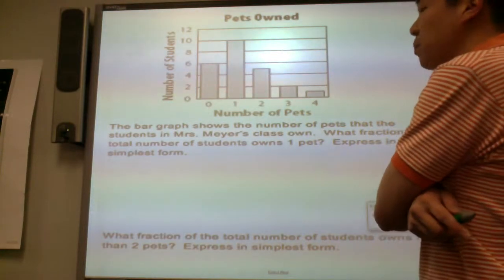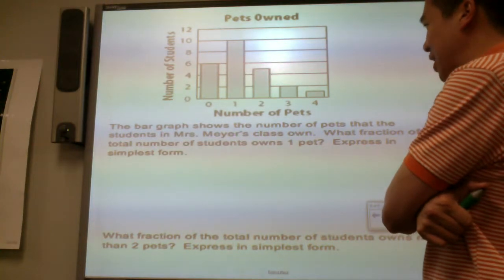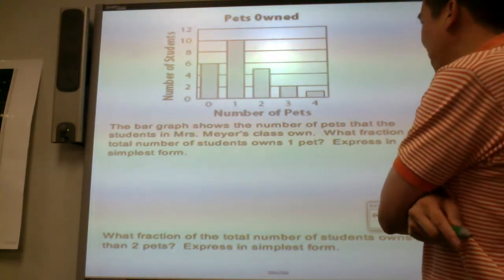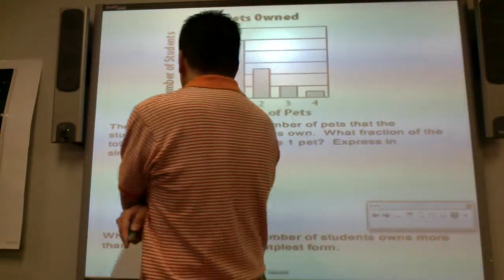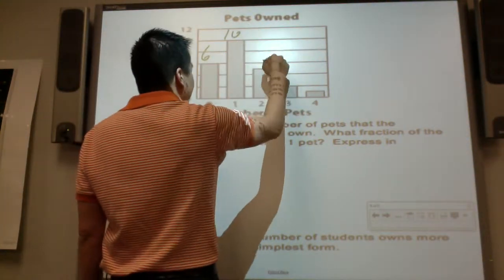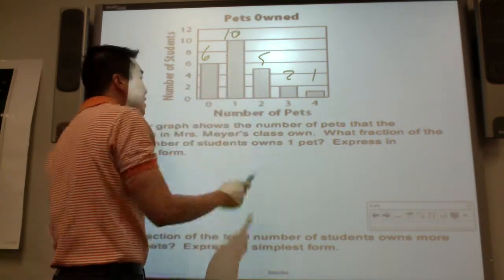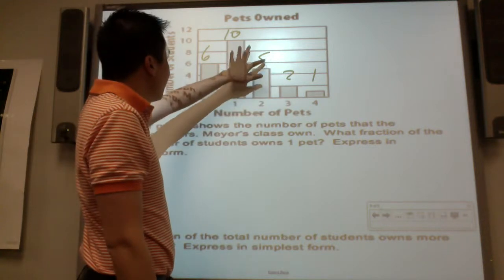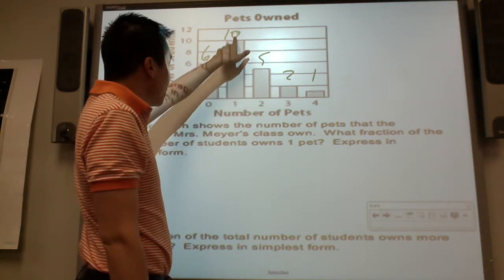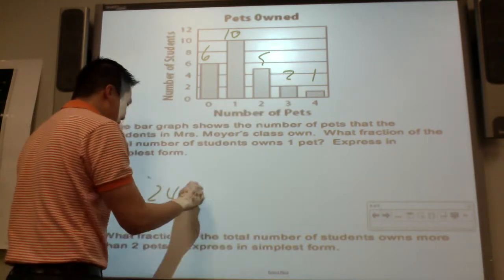All right, this is a bar graph. The bar graph shows the number of pets that the students in Mrs. Meyer's class own. What fraction of the total number of students own 1 pet, expressed in simplest form? First of all, let's find the total number of students. 6, 10, 5, 2, and 1. If you add up all these numbers, let's see, that's 11, plus 10 is 21, 22, 23, 24. There are 24 students in all.